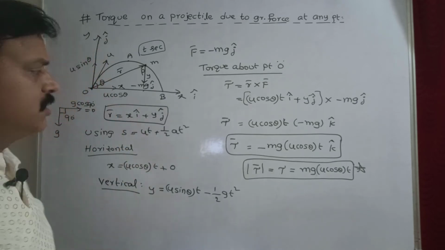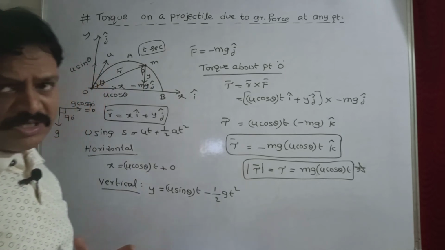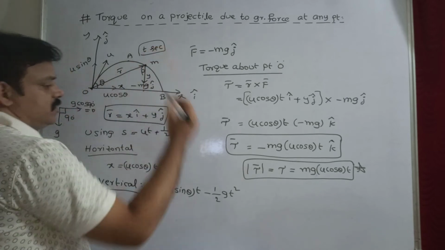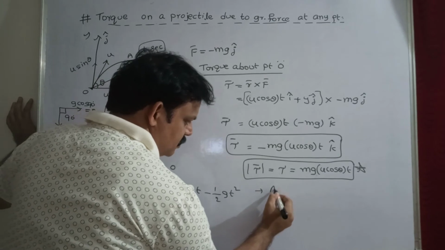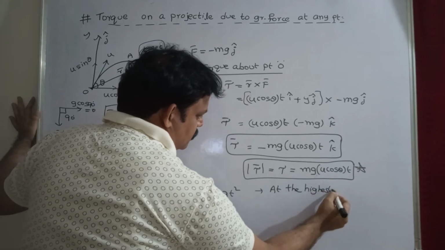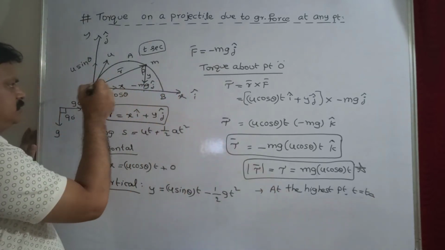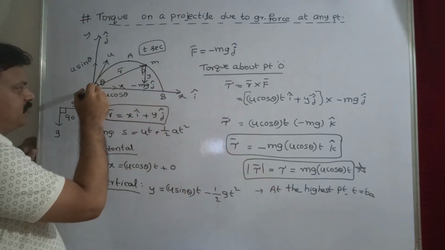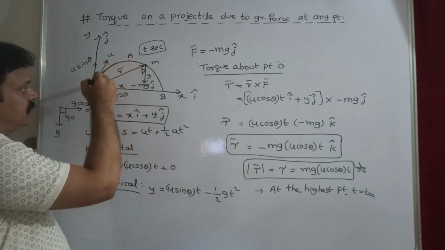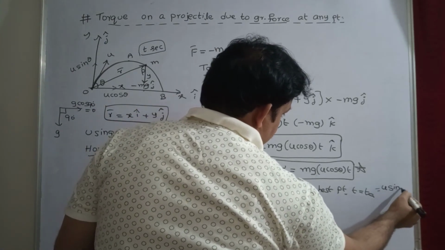Sometimes the question paper may ask: what is the torque acting on the projectile at the highest point? In that case, we need to substitute T_A, the time of ascent, in place of t. At the highest point, just substitute T_A, because what is the time taken by the projectile from point O to point A? Time taken to reach point A from point O is called time of ascent. The expression for time of ascent is u sin theta by g.